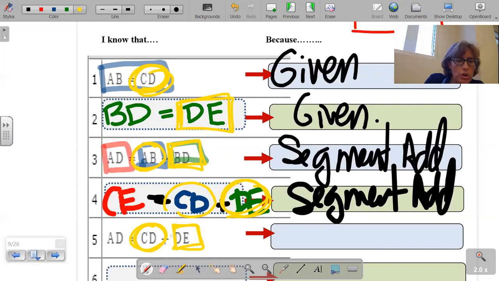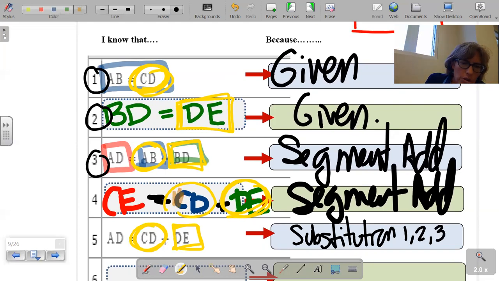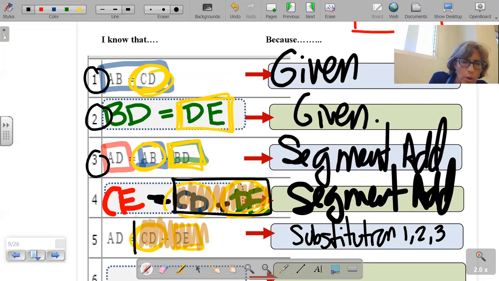Why would I want to do that? It's called substitution. And we substituted using lines 1, 2, and 3. Why would we want to do that? Look very carefully now. Do you see CD and DE? Shade it, CD and DE. Do you see, box it? Do you see that's the exact same thing now?